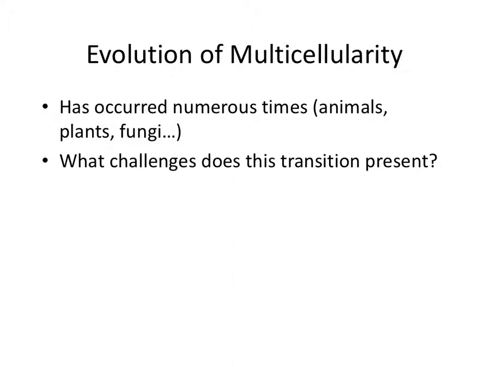Otherwise you've got chaos. Every cell deciding on its own what type of tissue to become, and then you've got brain cells next to muscle cells, next to bone cells. Yeah, that's one of the main challenges to the evolution of multicellularity.